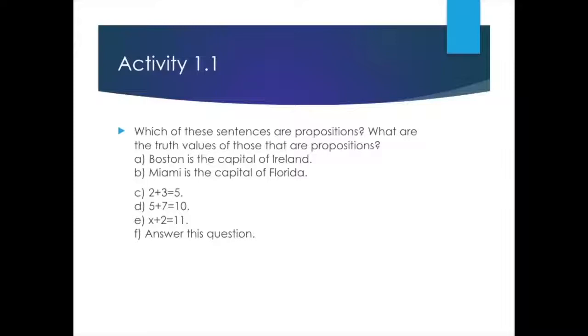So as we said, the answer for this activity: the first one is false, the second one is false, the third one is true, the fourth one is false, and number A is not a proposition. This is an equation, and the last one is an order, so this is not a proposition.